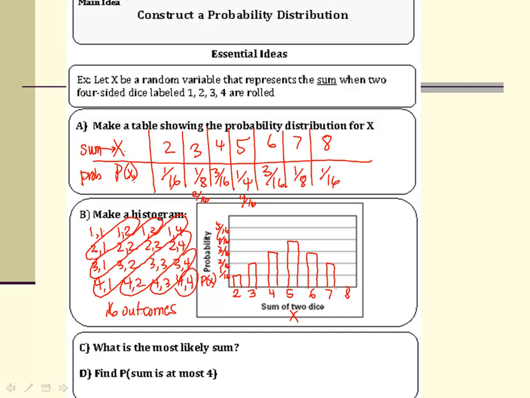7 goes back to 2/16, 8 goes back to 1/16. And so we're looking at this bar graph. Now what I want to talk about with this bar graph, or this histogram, is the idea of what we call either symmetric or skewed in look.